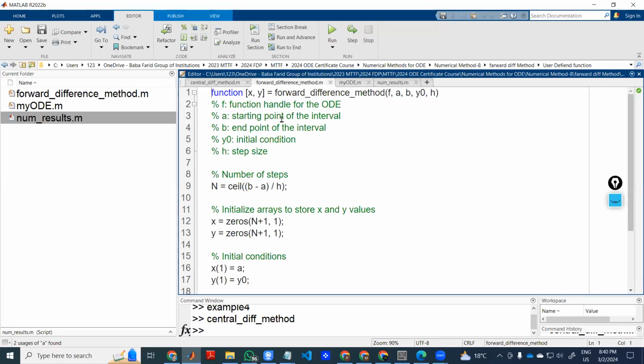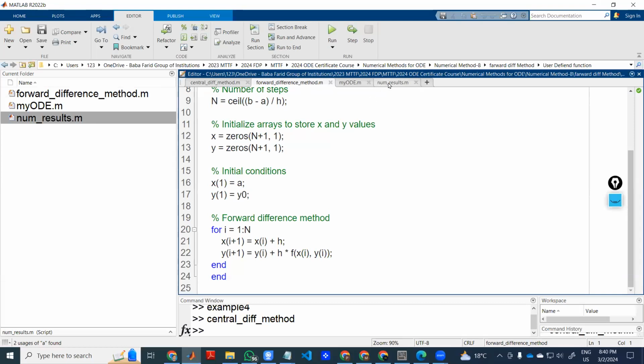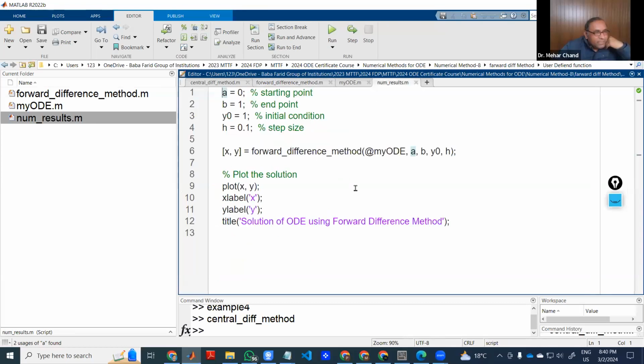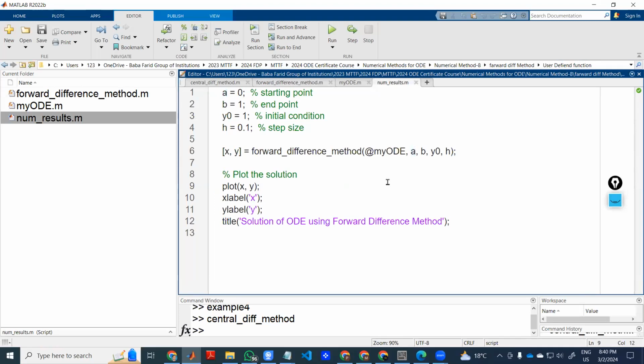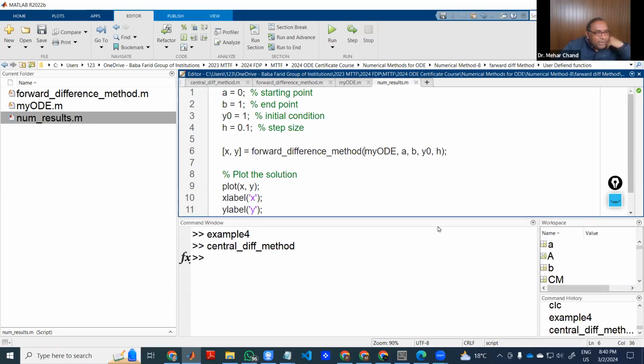And this is the forward difference method. Once you write this method, and you write the numerical results, here are the results. Sir, while calling the function, it is necessary to use @myode at the start. If you do it in this way, check what happened. There is nothing that comes.